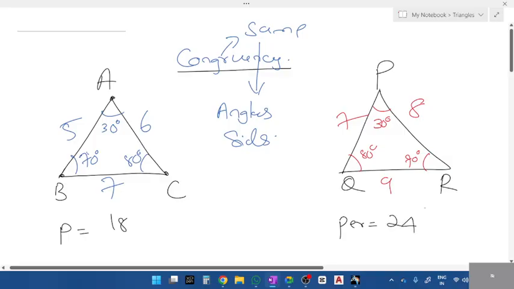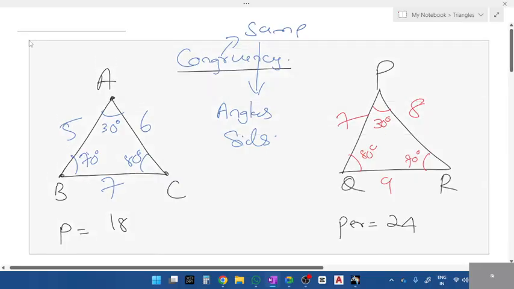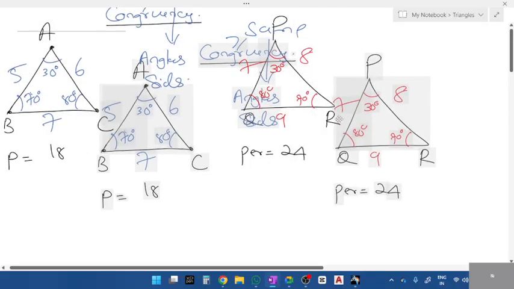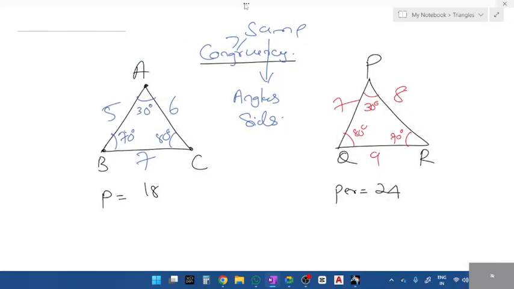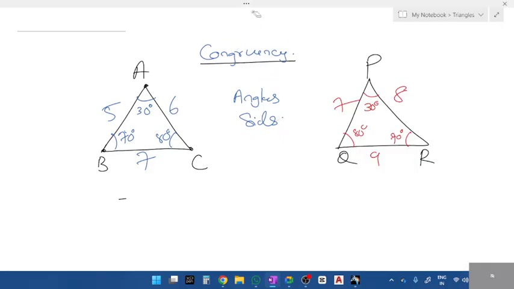The perimeter is 24. So which one do you think is greater, students? Which triangle is bigger? Okay, this is one concept. Look here, I'll explain in another way, to make it more simple.